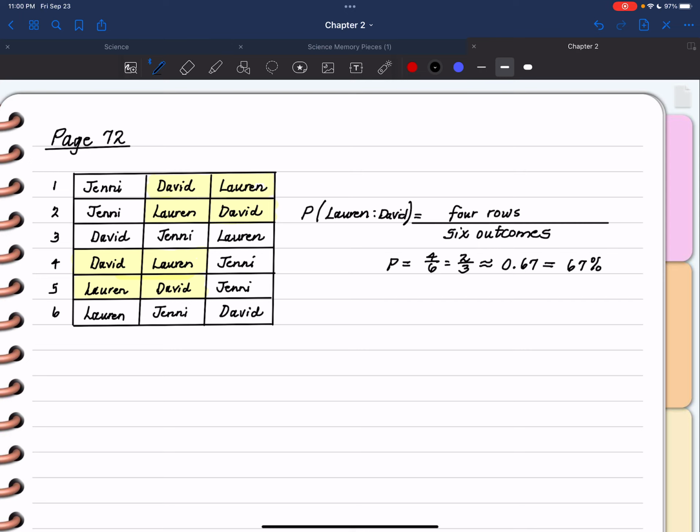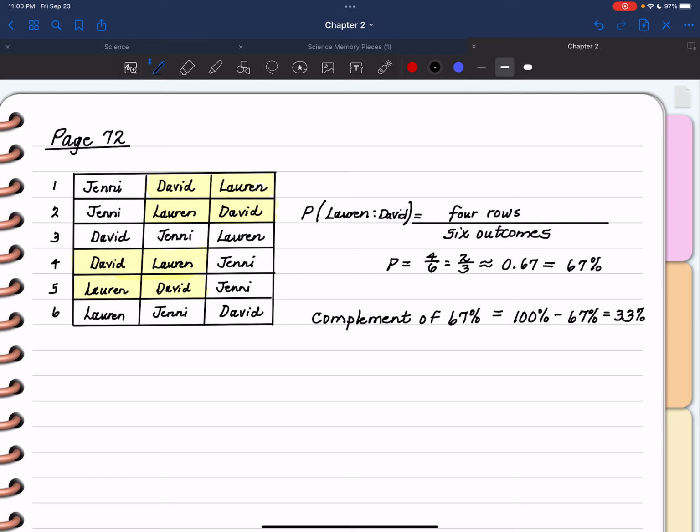So let me ask you this. What is the probability that they will not be sitting together? What is the complement of 67%? Well, to find a complement, in this case, you will say 100%, that's the certainty, minus the 67% is, what, 33? So the complement of 67 is 33%.